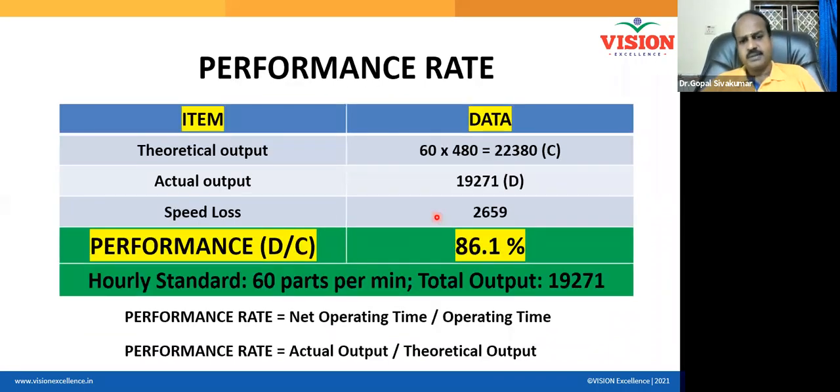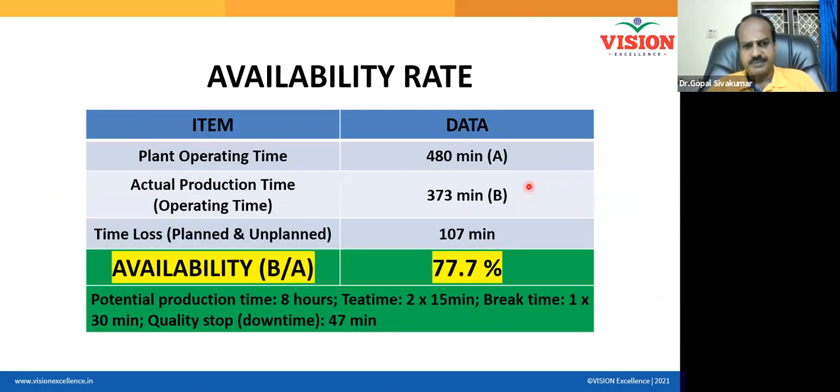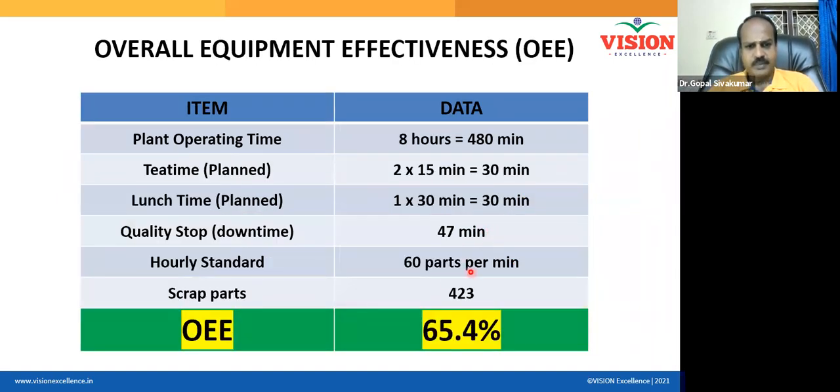Okay. So total output is 19,200 and, very good, 19,271. How much is the parts rejected? 423, right? 423 is rejected.